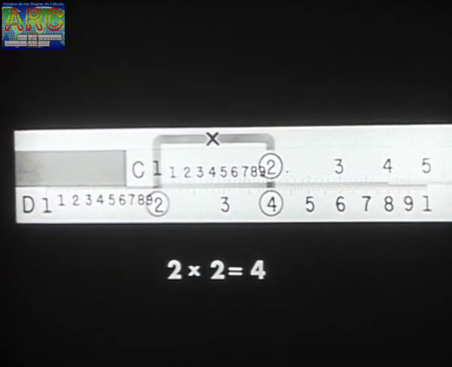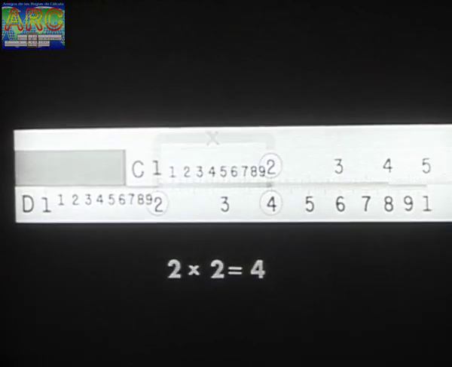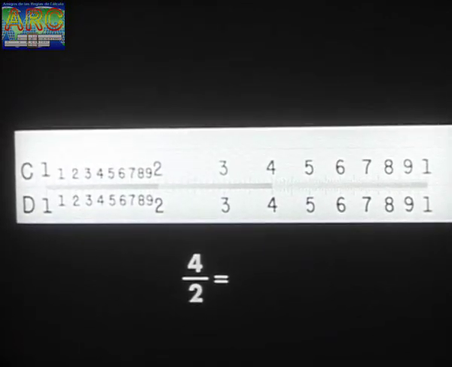To divide, we merely reverse the procedure. To divide 4 by 2, find 4 on D. To it, slide 2 on C. Opposite the index, read the answer, 2, on D.